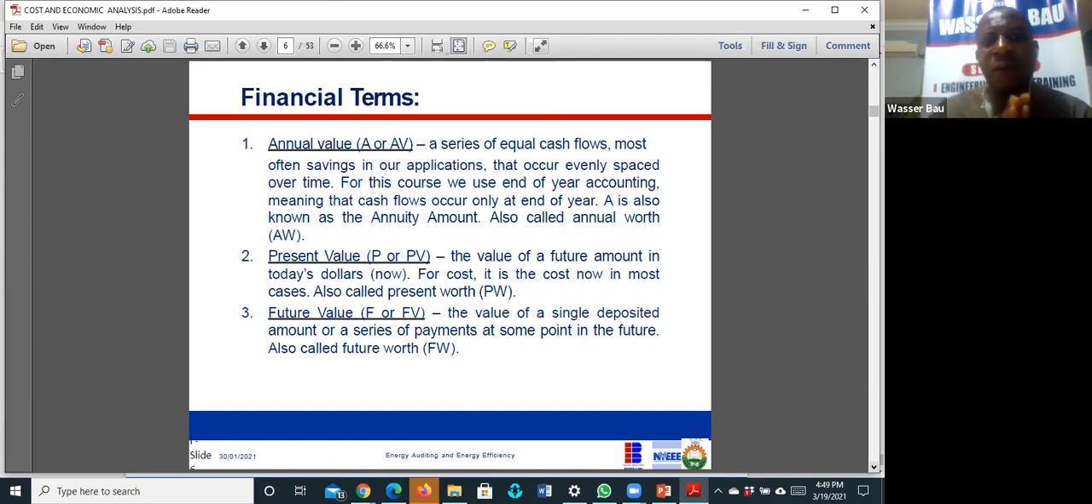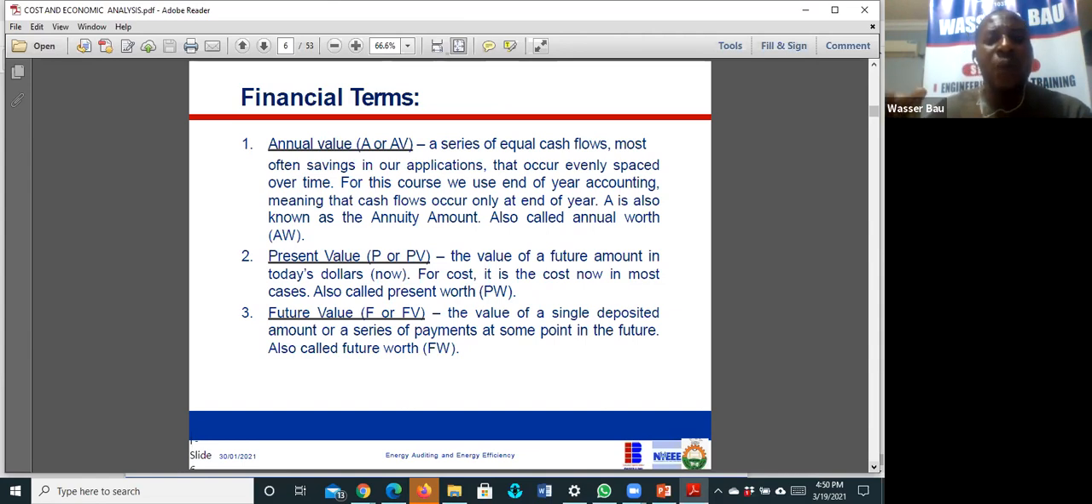We have annual value, represented as A or AV. So it's a series of cash flows, most often savings in our application, that occurs evenly spaced over time. For this course, we use end-of-year accounting, meaning that cash flow occurs at the end of the year. A is also known as the annuity amount, also called annual worth method. There's no method there, but that's how I call annual worth. It's okay. Then the method of solving it is now called annual worth method. So annual worth or annual worth method.